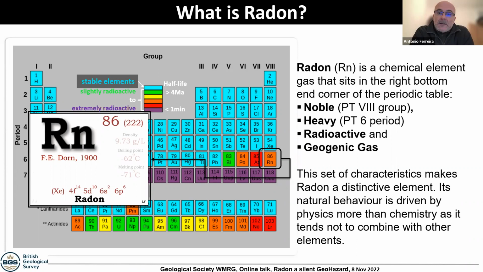Heavy means, in this case, it's 7.5 times denser than air, so it tends to sink in the absence of air movement. Radioactive, because its nucleus is unstable, emitting ionizing radiation, and geogenic, as it is produced in rocks and soil minerals.